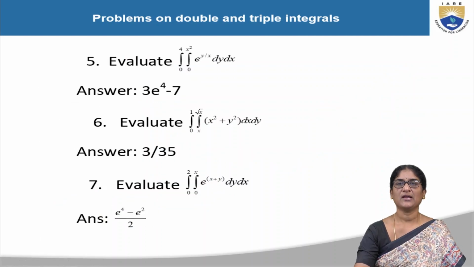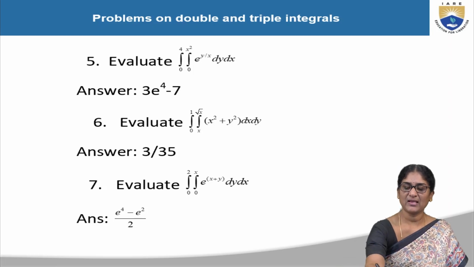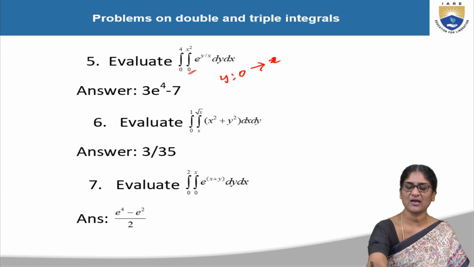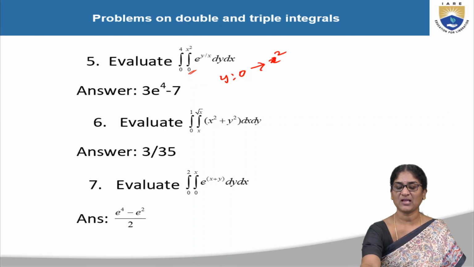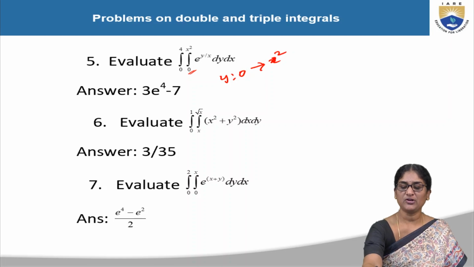Next, evaluate the double integral 0 to 4, 0 to x square, y by x, dy dx. First, as I have done in the previous problems, here also the y limits are from 0 to x square, because the limits are in terms of x. That means they belong to the variable y. So 0 to x. So e to the power of y.